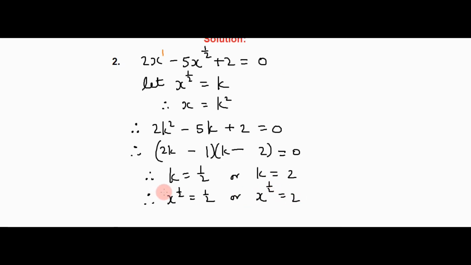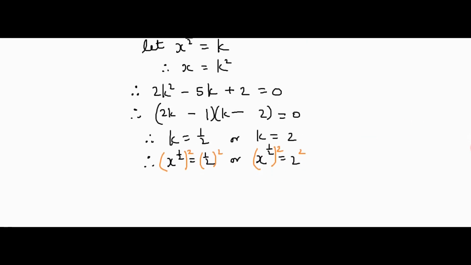We raise both sides to the power of 2 in each equation. When we multiply the powers on the left-hand side in this equation, they cancel, and we're left with x equal a half to the 2, which is a quarter, or x equals 4.